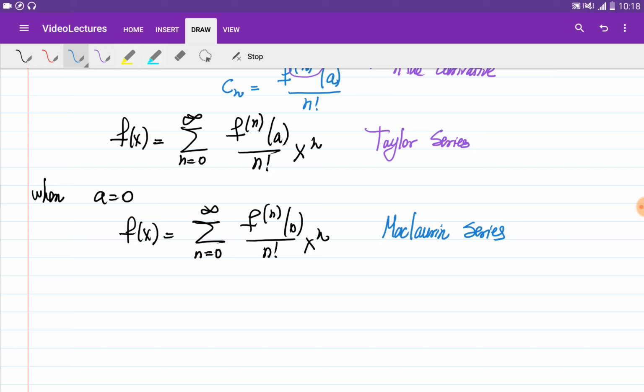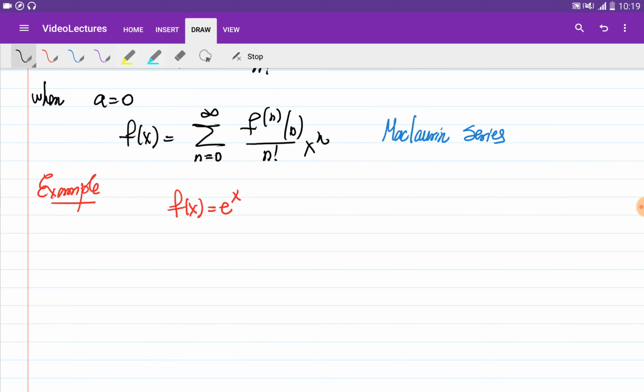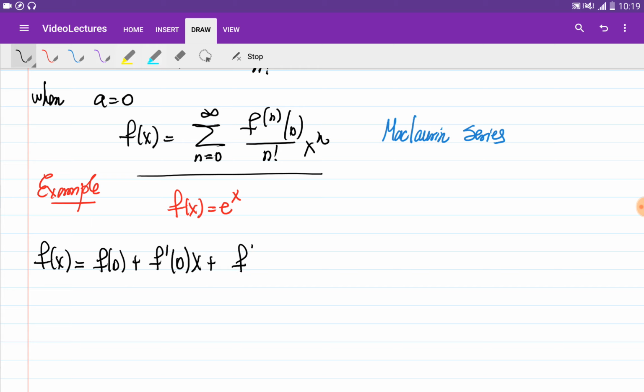So let us expand a couple of functions in the Taylor series or Maclaurin series in order to illustrate how it works. Example. Let's say we're given a function f of x equal to e to the power of x, right? We would like to write this using this formula. So f of x is going to be f of 0 plus f prime of 0 multiplied by x plus f double prime at the point 0 divided by 2 multiplied by x squared plus f triple prime at the point 0 divided by 6 multiplied by x cubed, and so on, right?